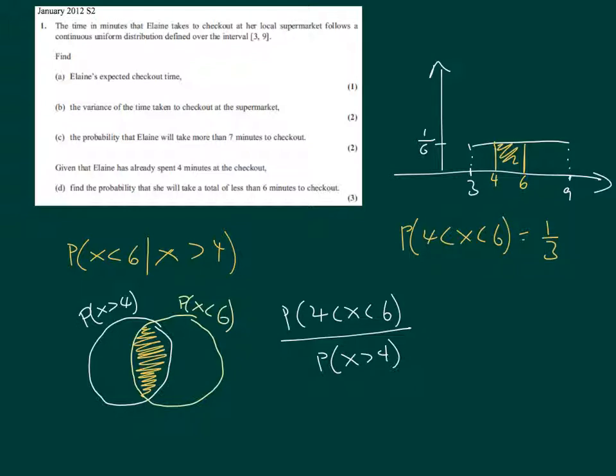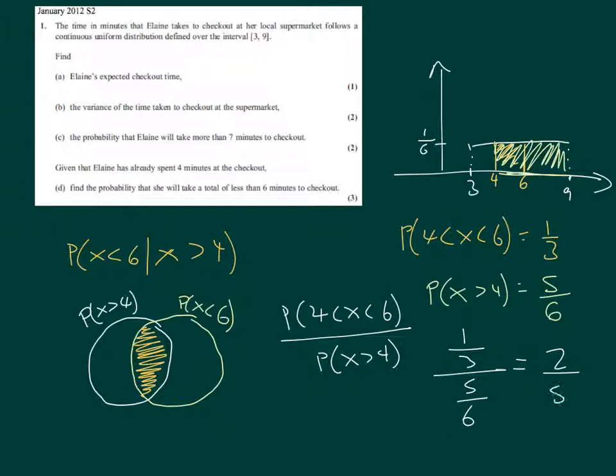And then the denominator of the fraction is that x is greater than 4, so if we find that area there, which I'm going to colour in a different colour, that's a length here of 5 and the height is a sixth, so the probability that x is greater than 4 is 5 times a sixth, which is 5 over 6. So if we turn this into a fraction, 1 over 3 divided by 5 over 6, if you pop that into your calculator, you should get your final answer as 2/5.